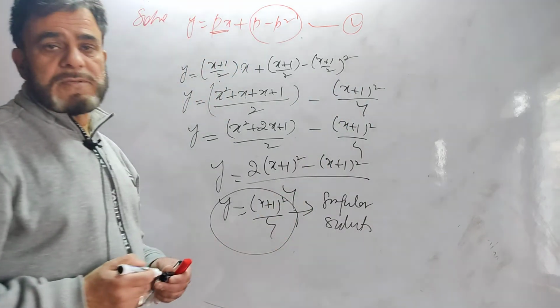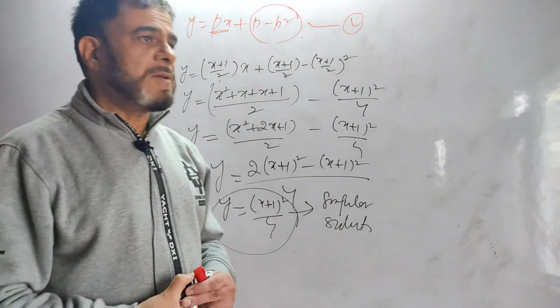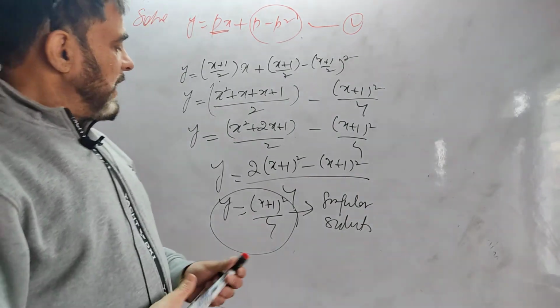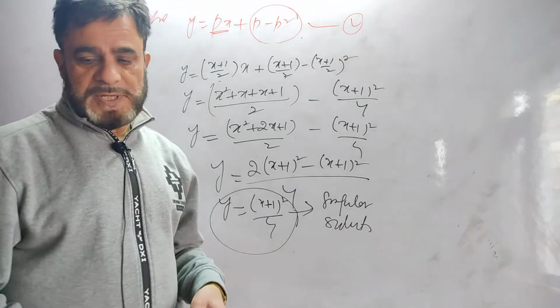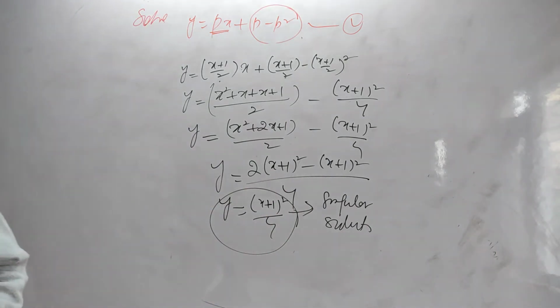This is the singular solution. So you have come to know how we write down the solution of the Clairaut equation and how we write the singular solution. Let me take one more problem. Suppose you have a question here: p is equal to log of px minus y. Solve.